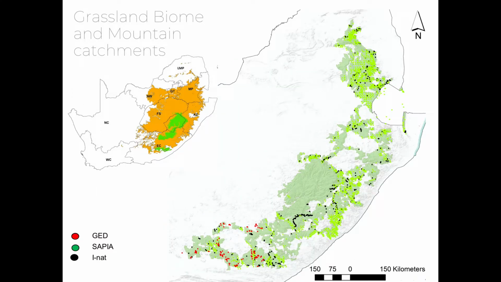Slide changing here. Just to highlight again, the green areas are the current records of invasives in South Africa. The green ones are the SAPIA database, the black ones are iNaturalist records, and GEDs are specific botanical surveys. The colors are a bit poor, but you can see the high density of invasives we're dealing with in the Drakensberg mountain system. This is a grassland biome, with the orange, and then the green color there is the high montane grassland system. So you can see the overlap between the mountains and the grassland biome.